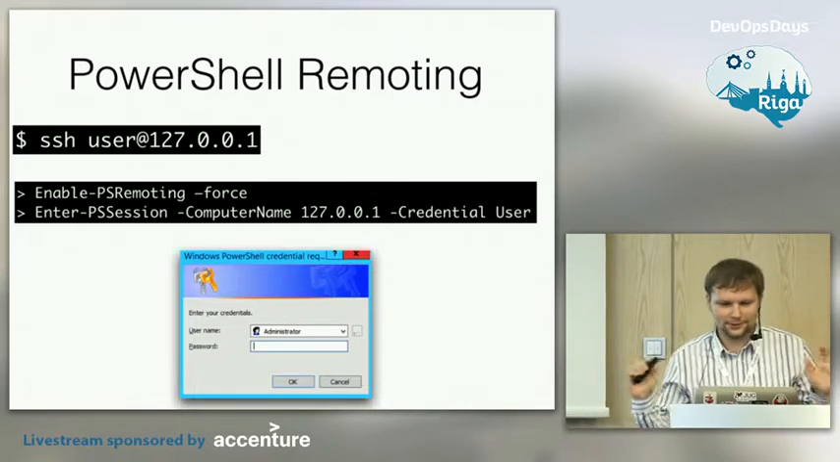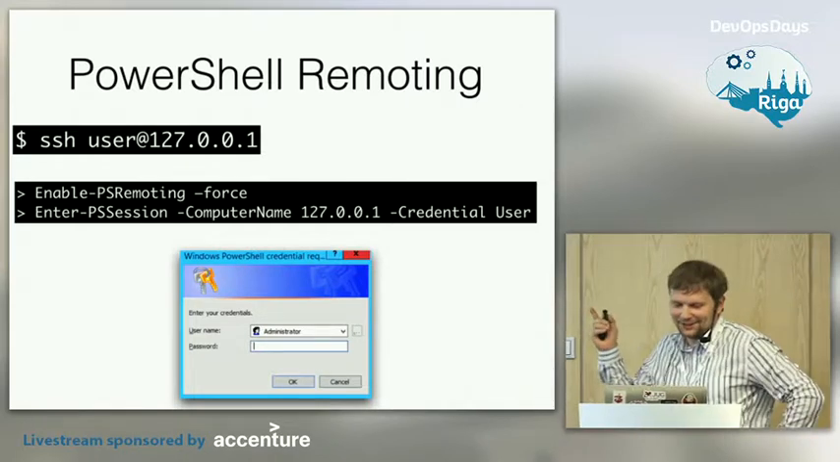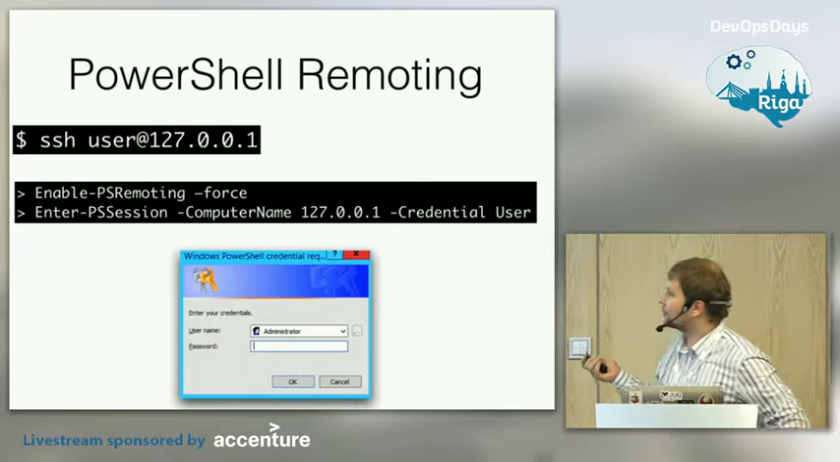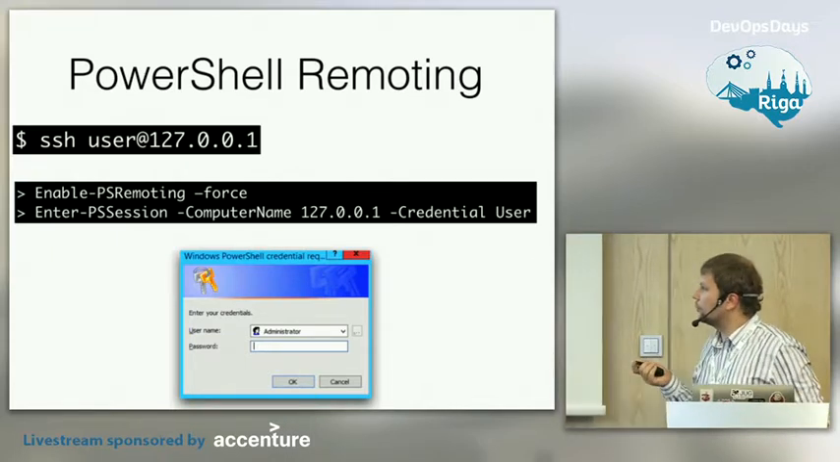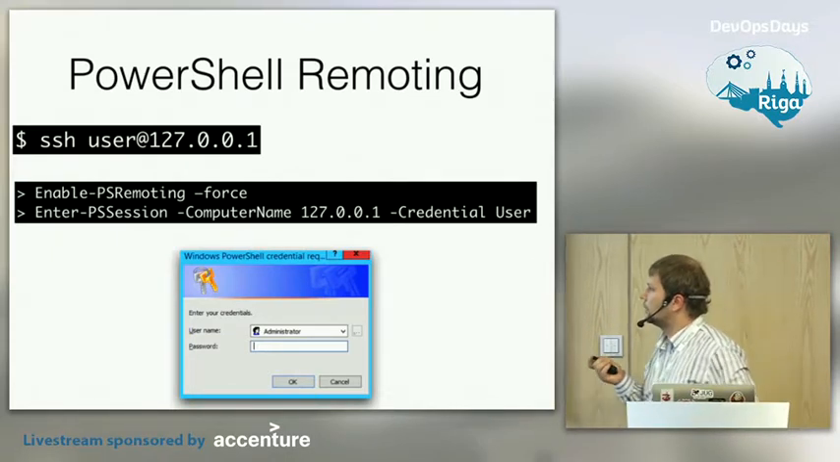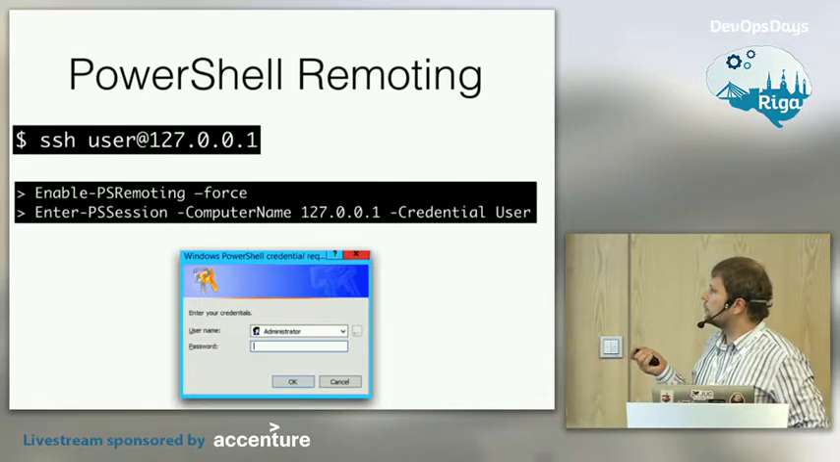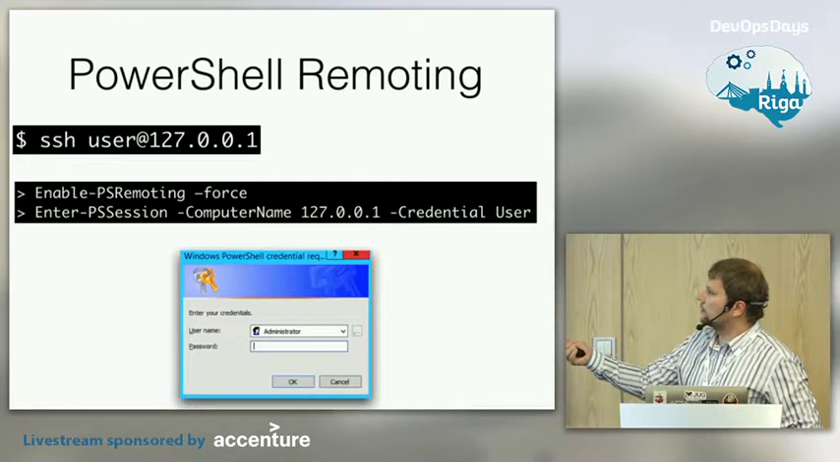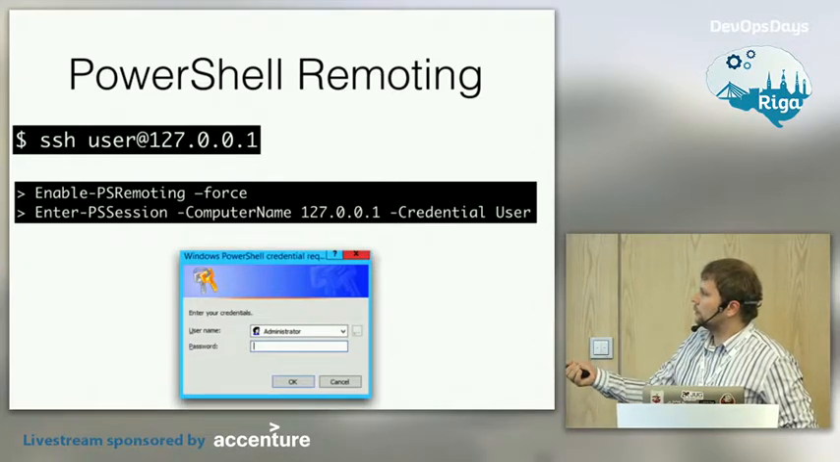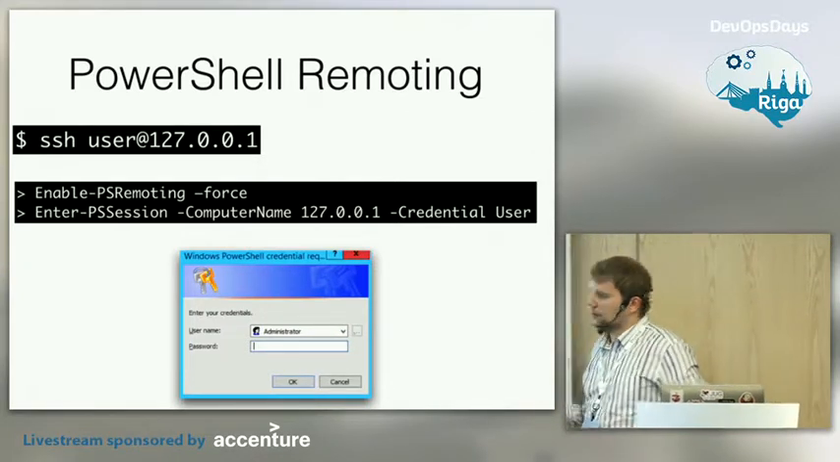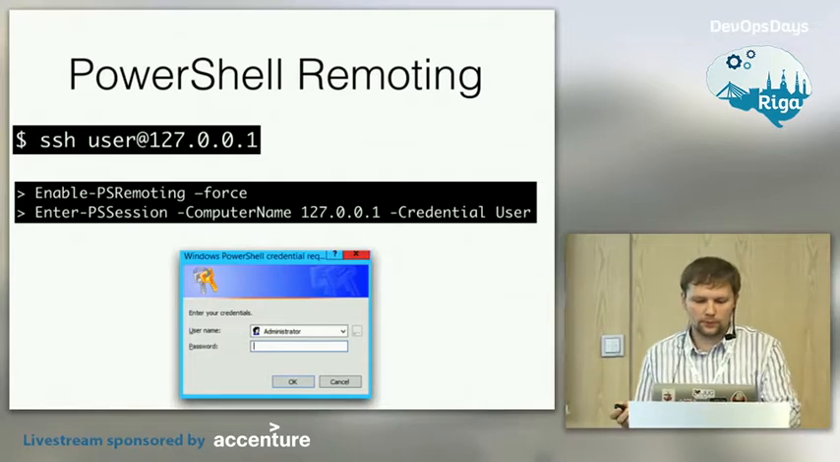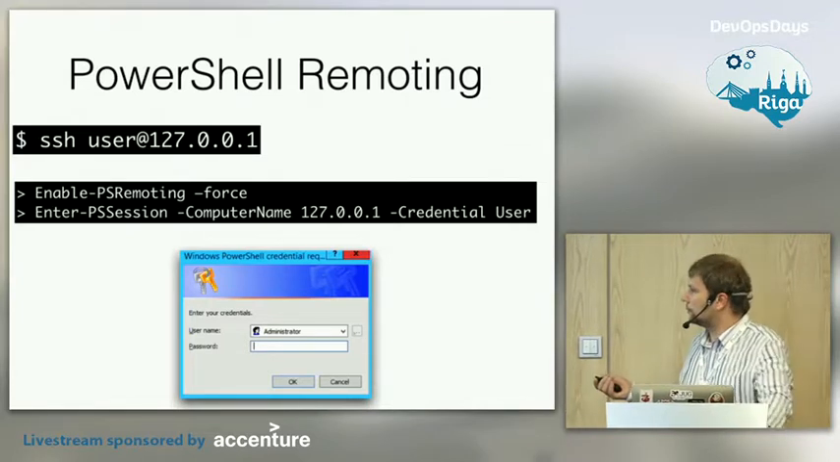Okay, everyone knew that, right? But they do have remoting. In order to do that, you have to enable it first with the force flag. I don't know why. And then if you type Enter-PSSession -ComputerName -Credential user, it's the same as this. Again, there's a substantial difference in the number of letters you have to type.